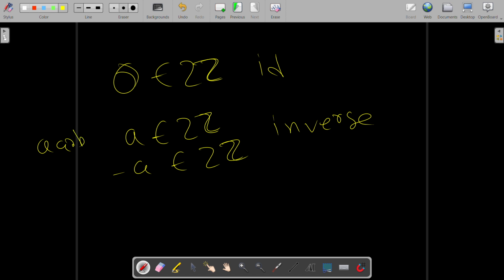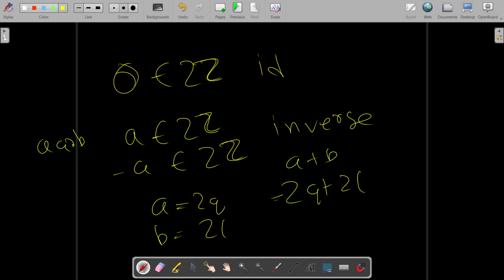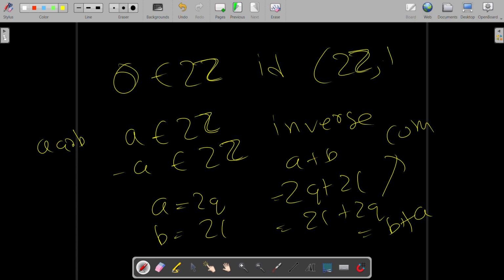Since a is arbitrary, I have taken an arbitrary number. If a equals 2q, b equals 2l, then a plus b equals 2q plus 2l, which equals 2l plus 2q, which equals b plus a. So the commutative property is also satisfied. So 2Z under plus is becoming a commutative group. In the same manner we can say mZ under plus is also a commutative group. mZ under operation addition is a commutative group, and 2Z under operation addition is also a commutative group.